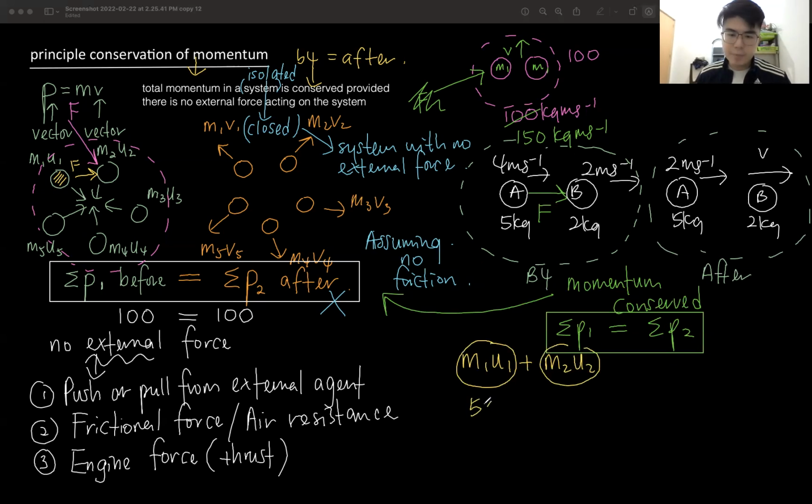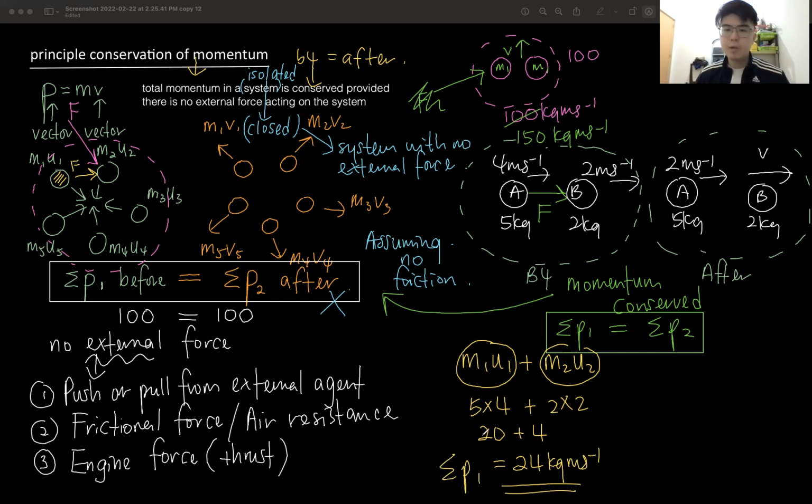So 5 times 4 plus 2 times 2, 20 plus 4, equals 24 kg m s^-1. This is your total momentum before. And you know it's going to be equal to after. So this one is m1 v1 plus m2 v2.